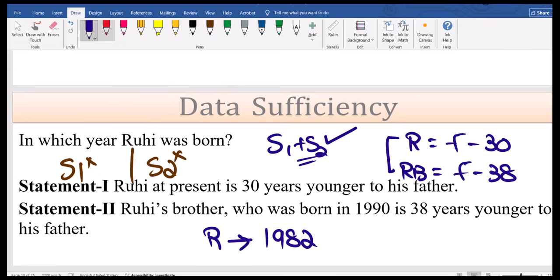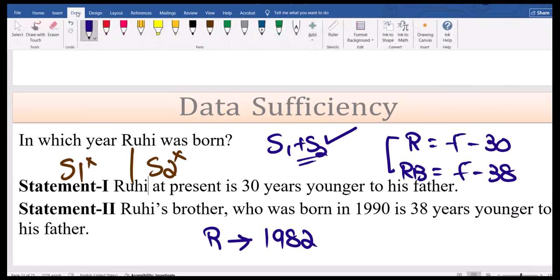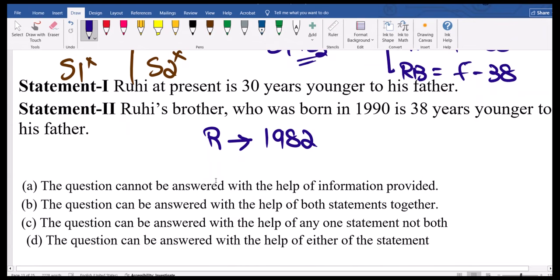Clearly, Ruhi is elder. Elder means the date of birth here should be less. So 1982, not 1998. Since there are options, people may opt for both statements together. But if they give the same question as a fill in the blank or MSQ question, we need the exact value. If the answer is both statements together, we can go for option B.